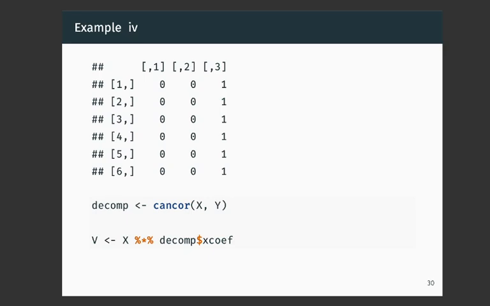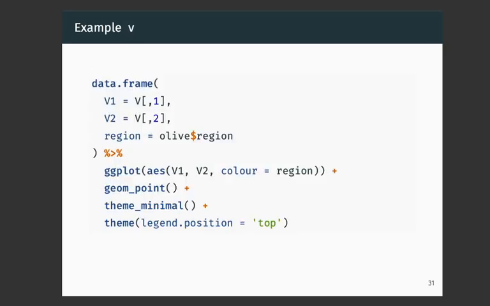Next, we're going to store the canonical variates V and the canonical variates U. We're only going to look at the canonical variates with respect to X, so with respect to the acid composition. And so just as we did with PCA, we can visualize the first 2 canonical variates. So we're going to visualize V1 against V2. We're also going to record the region from which the olive oil comes so that we can use this as a color in our plot.